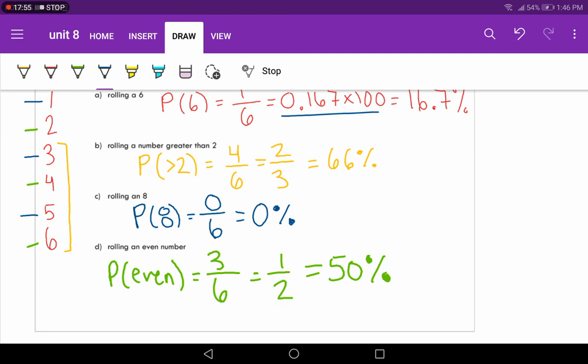Okay, so we don't actually have to always do the experiment to be able to make predictions. So this is the end of the second lesson of the probability unit on theoretical probability.